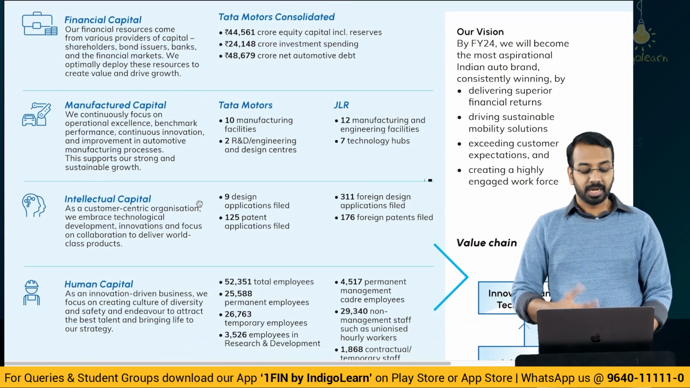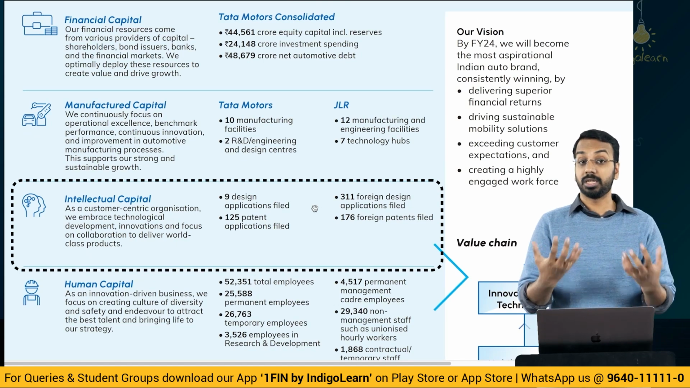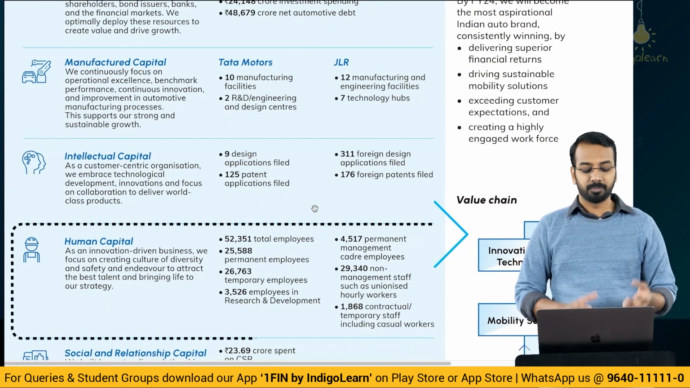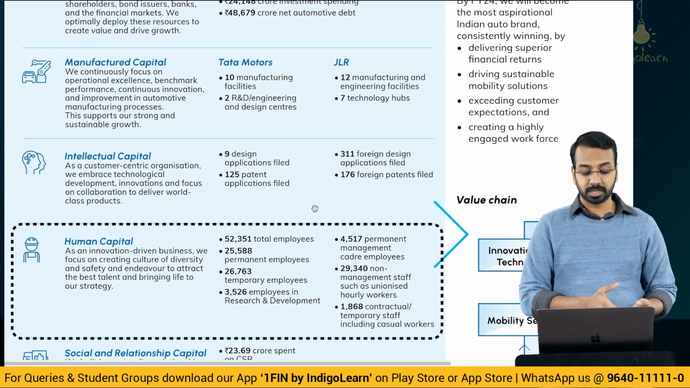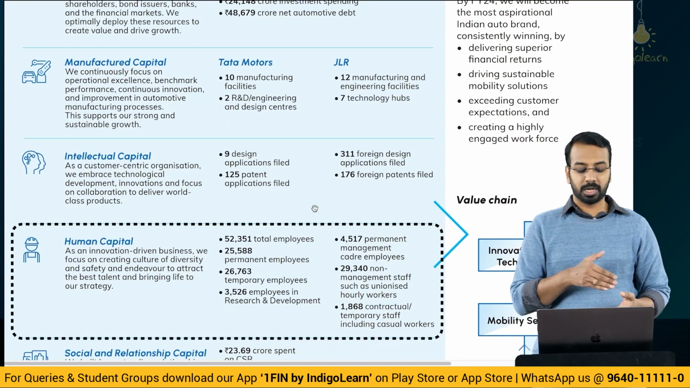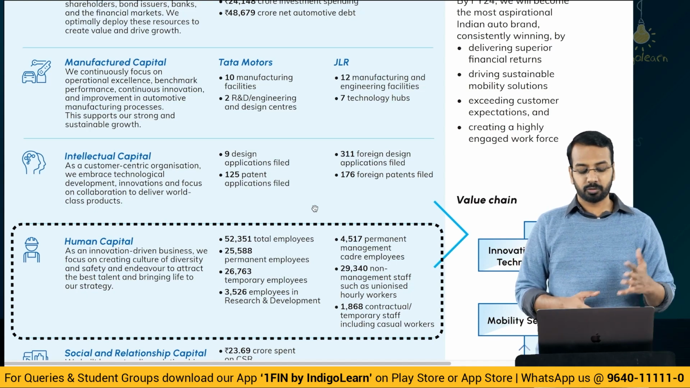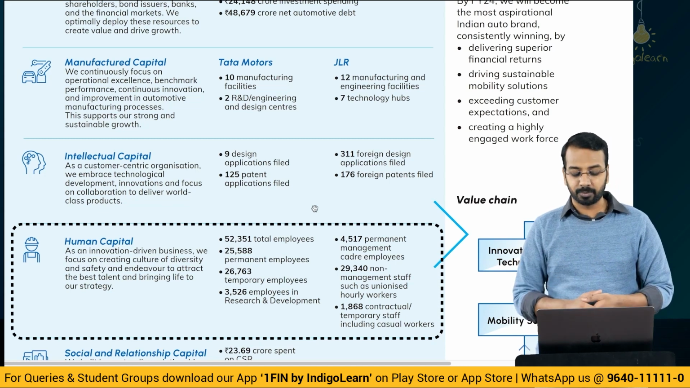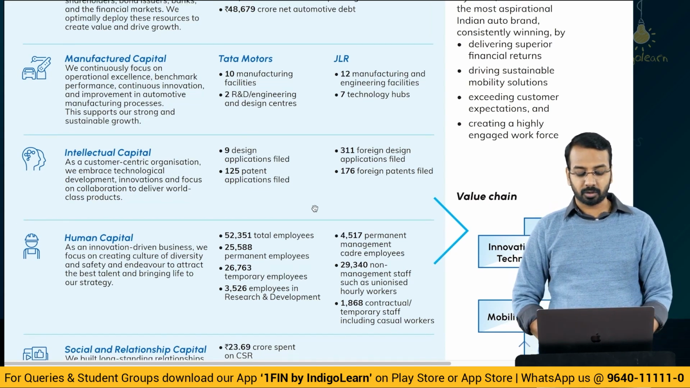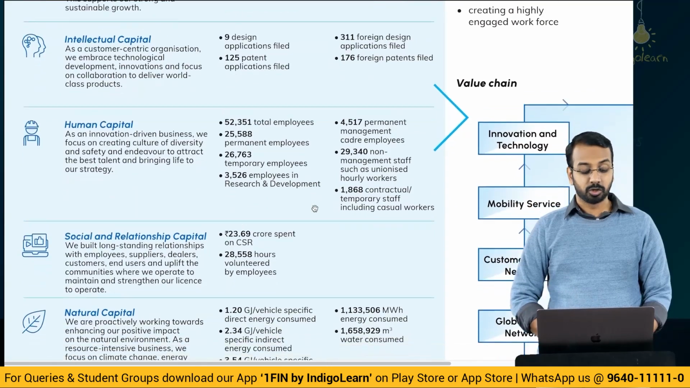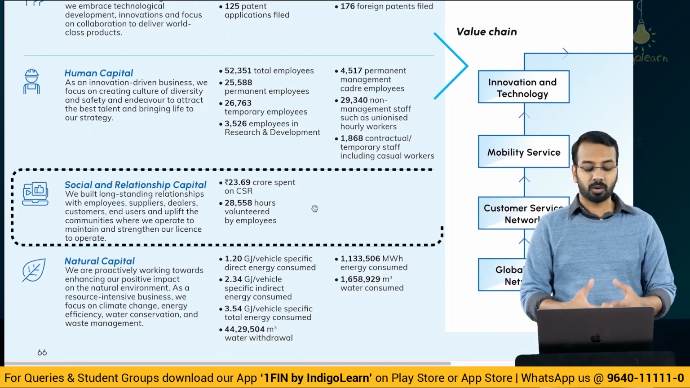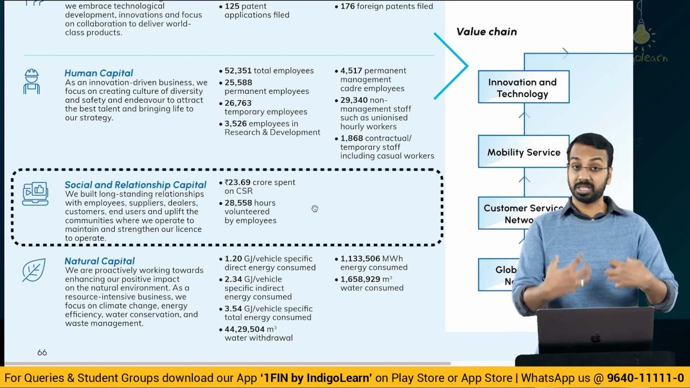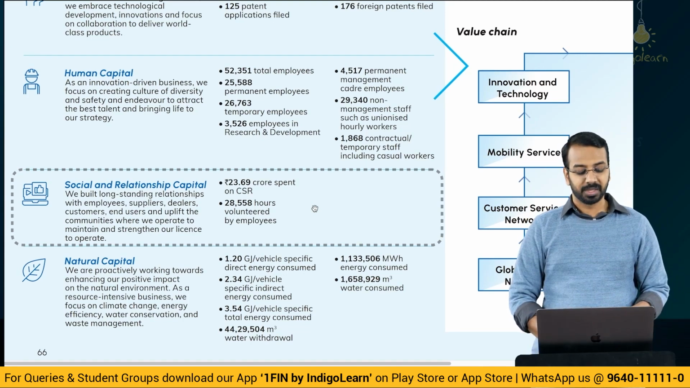and all of that. Then intellectual capital, that is something to do with your intellectual properties, design applications and patent applications. Then human capital, how many employees? 52,351 total employees, 25,000 permanent, 26,000 temporary, employees in research and development, then management cadre employees, non-management staff and contractual staff, right? All of that is there. Then social and relationship capital, amount spent on CSR and 28,000 hours volunteered by employees. So they are saying, okay, this is how we are contributing back to the society.